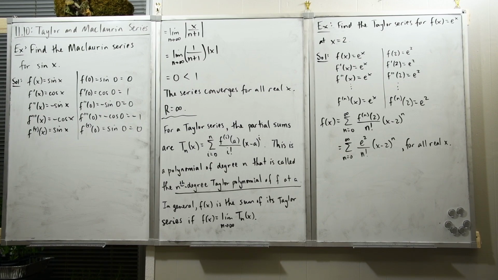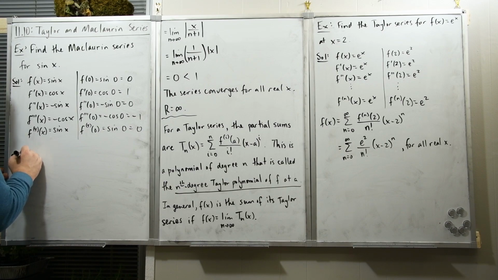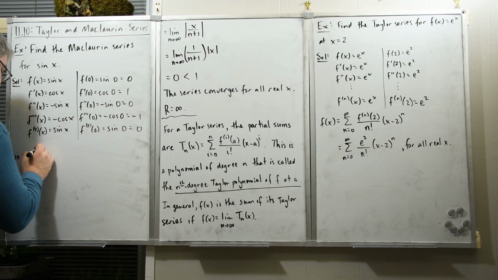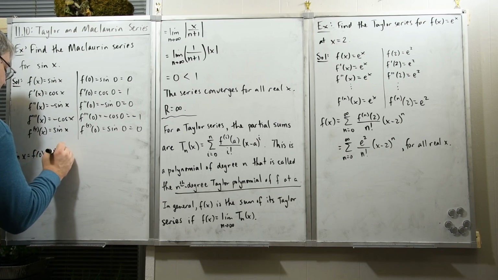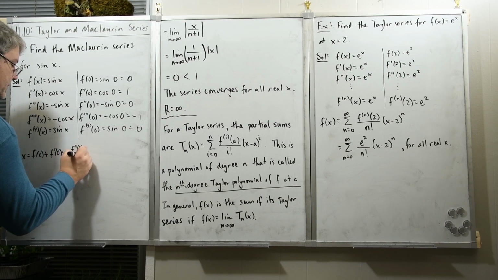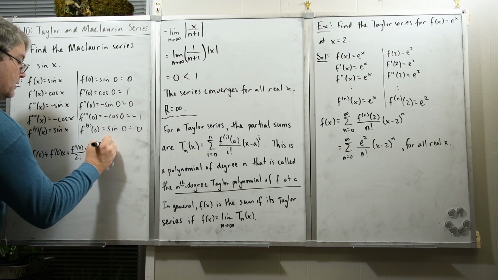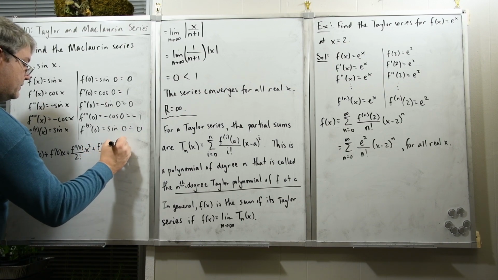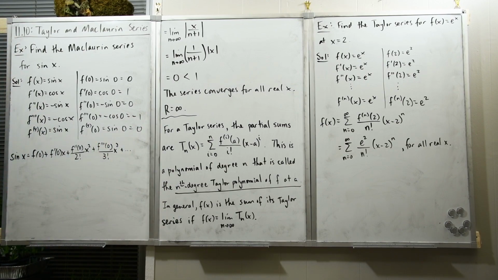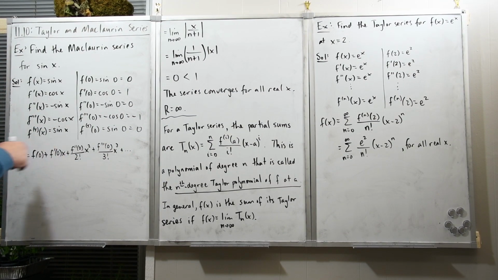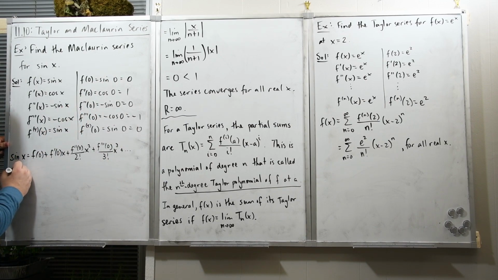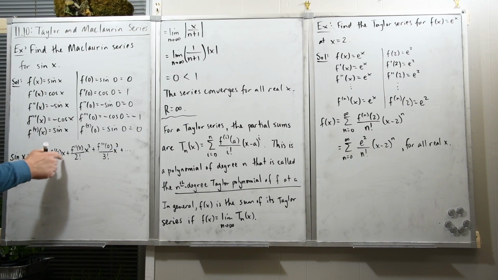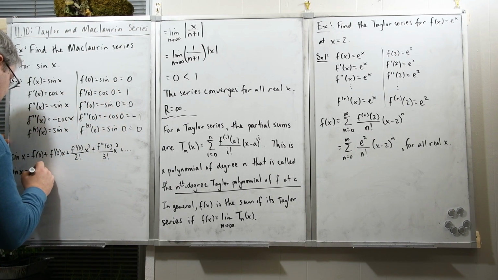And so we think about writing out the first few terms of the Maclaurin series for sine of x. What we get is that sine of x is going to be f of 0 plus f prime of 0 times x plus f double prime of 0 over 2 factorial times x squared plus f triple prime of 0 over 3 factorial times x cubed, and so forth. So a lot of these terms are going to end up zeroing out. For example, f of 0 we already know is equal to 0. And then we'll have f prime of 0 times x. Well, that's going to be 1 times x, or just x.